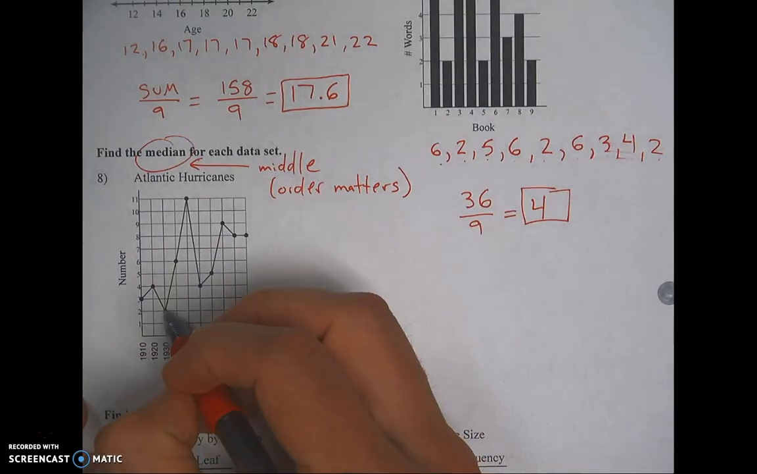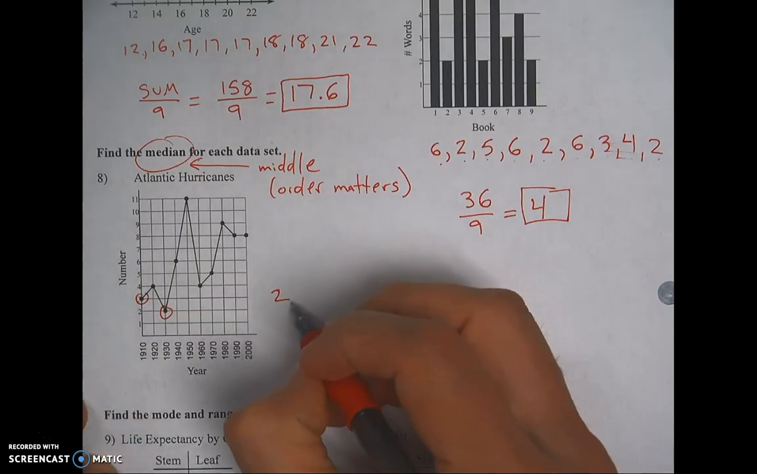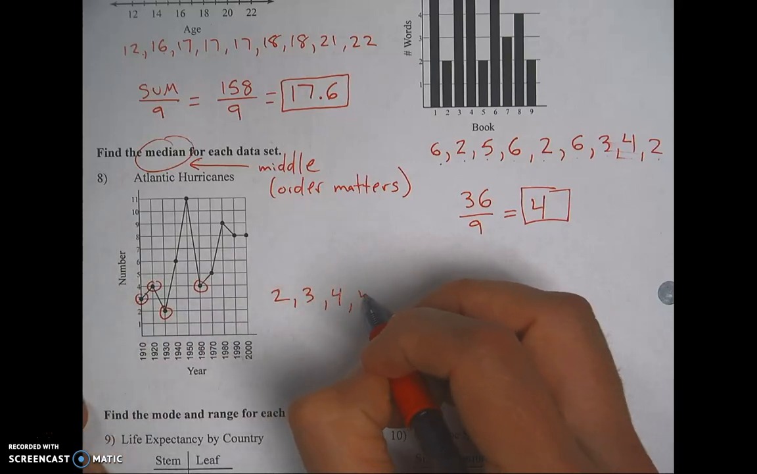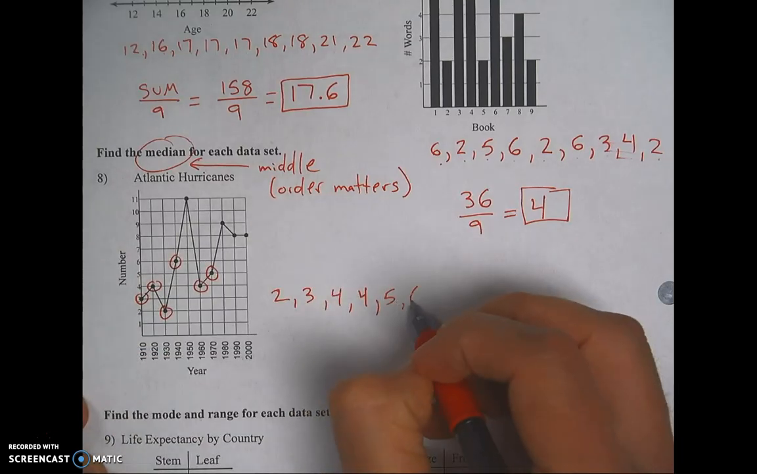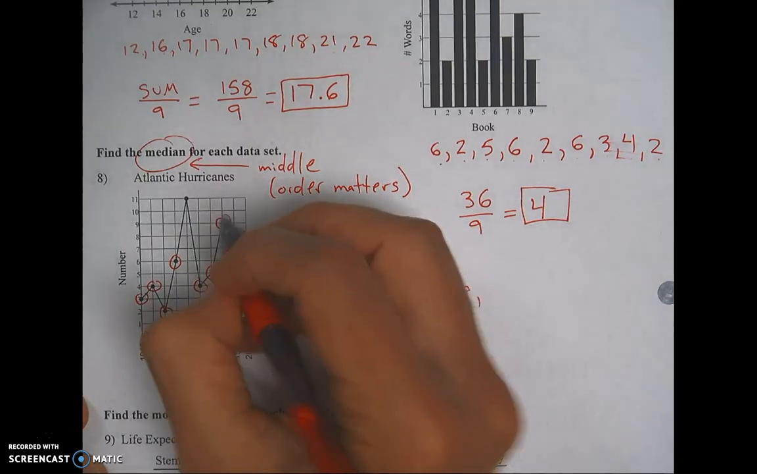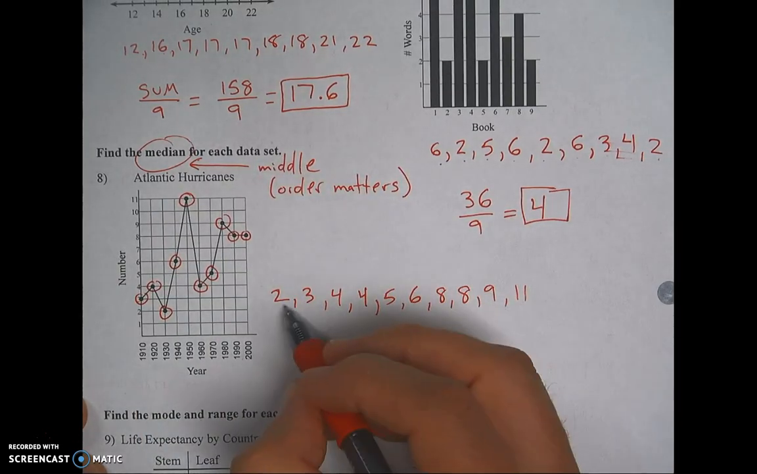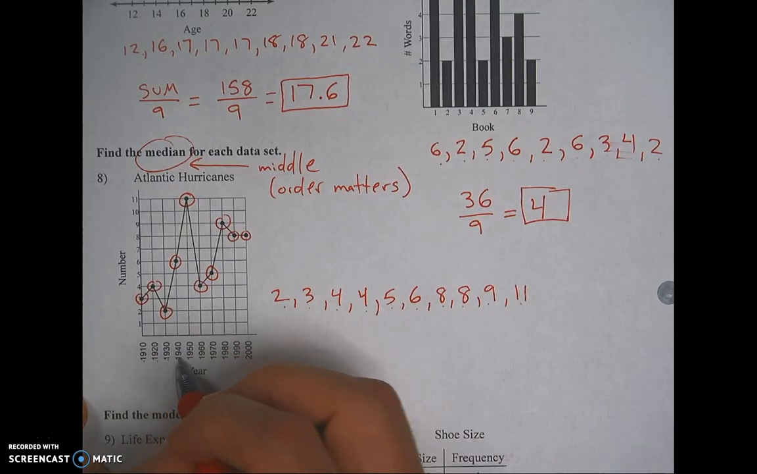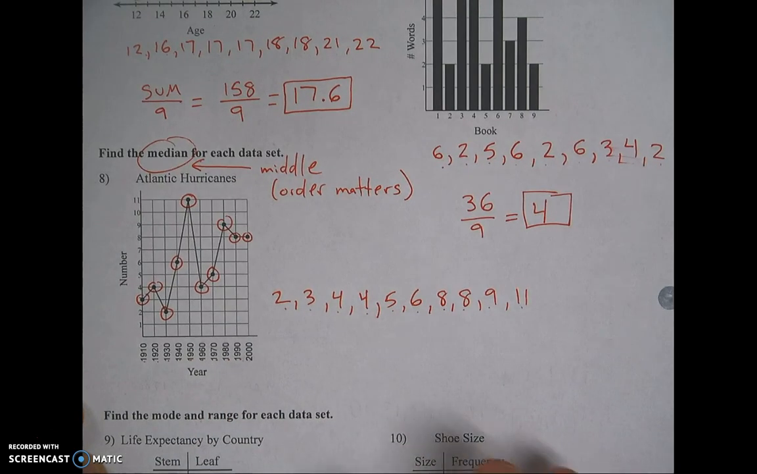So starting right here, I have a 2. Got a 3, two fours, a five, a six, two eights, a nine, and an 11. 1, 2, 3, 4, 5, 6, 7, 8, 9, 10. It's always good to double check. Make sure you didn't miss any numbers. Okay, so I've got them all.